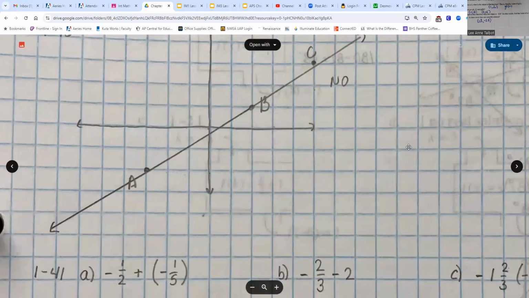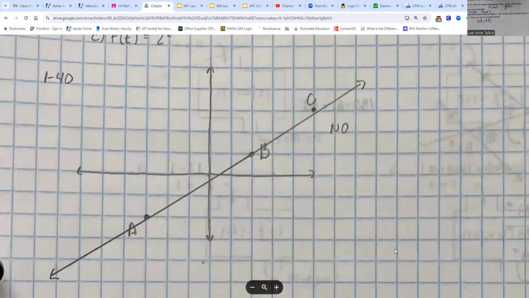Okay. 40 is this line, and C does not go through the line, so it's no. No, C is not on the line. You didn't really have to graph it. The graph wasn't required, but it's the easiest way to do it.